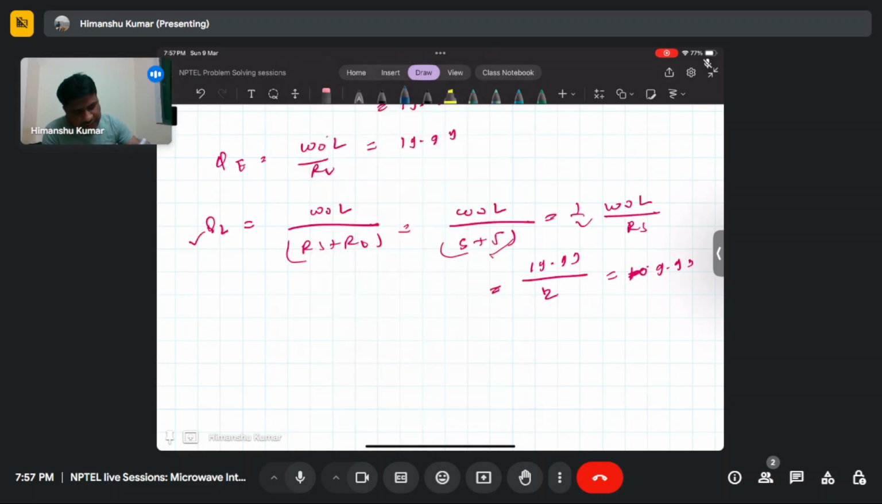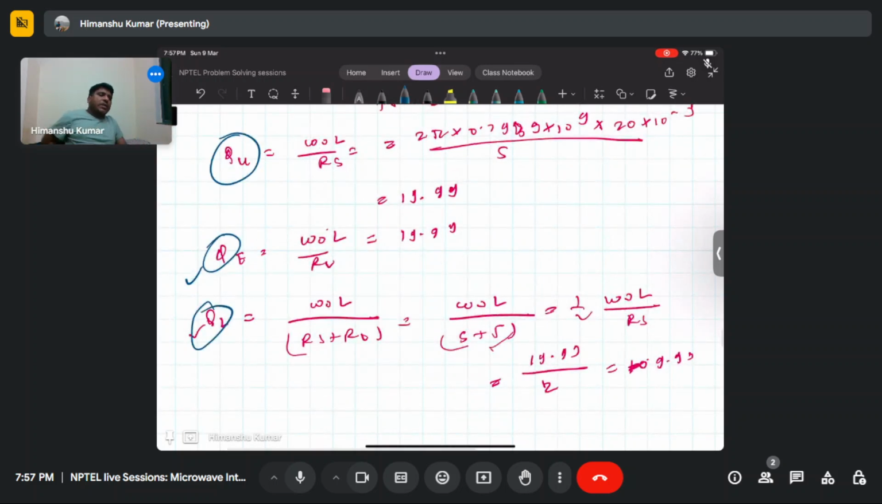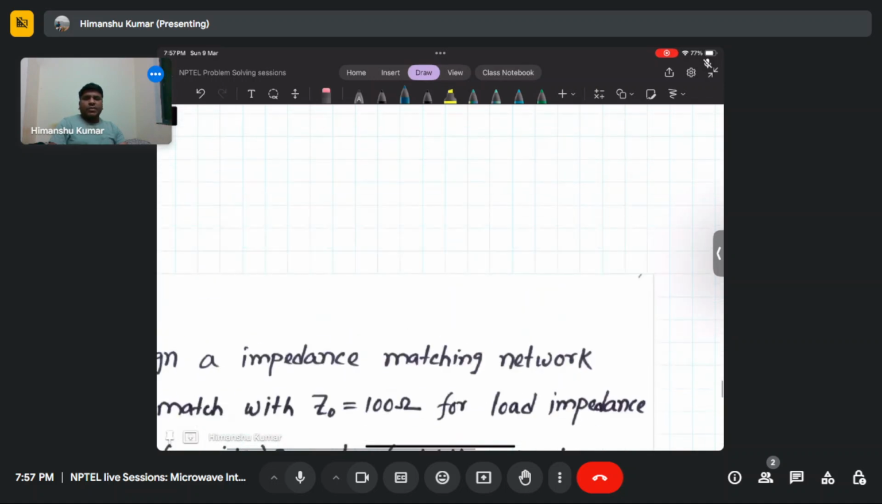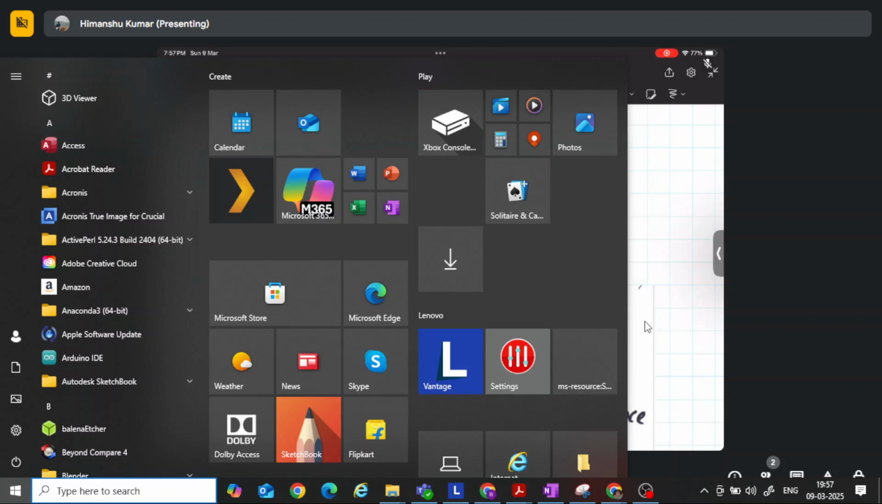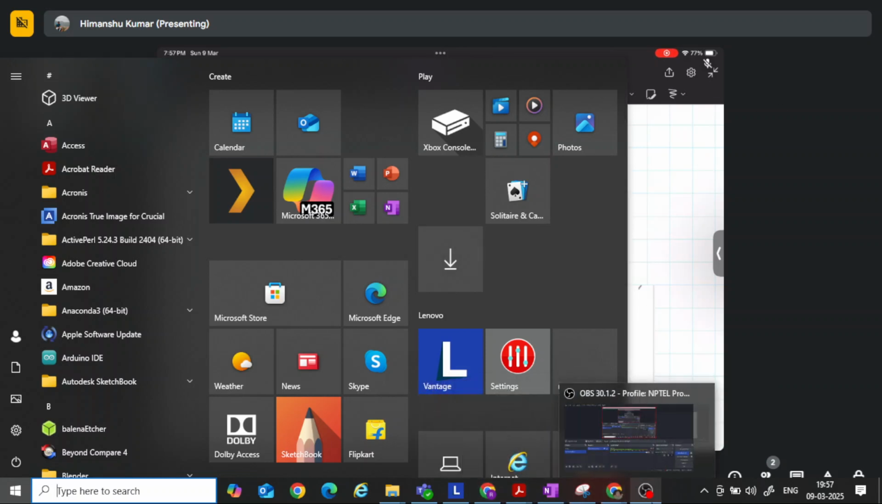This is the internal quality factor. This is the external quality factor. This is the loaded quality factor. This is the unloaded quality factor. So basically, this way you can calculate the three quality factors for the series RLC network. So that was the problem for designing that RLC network.